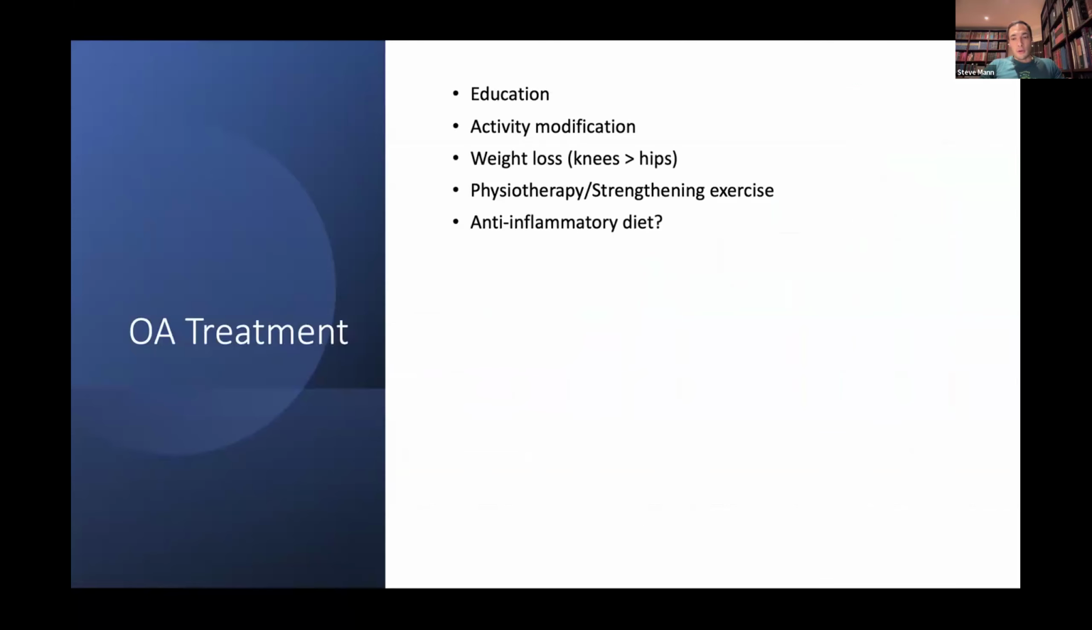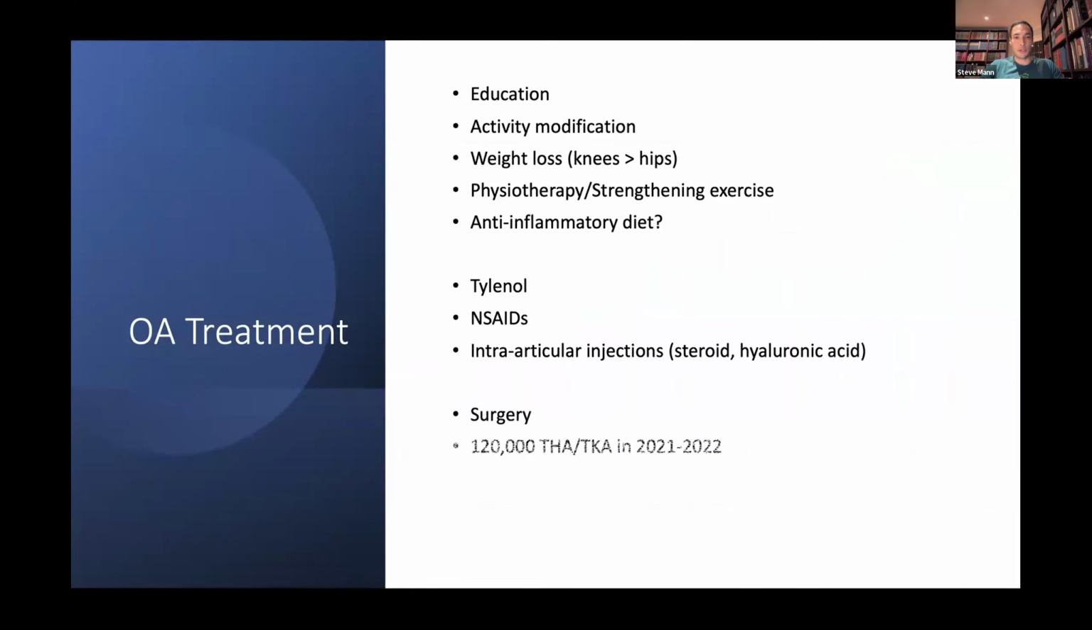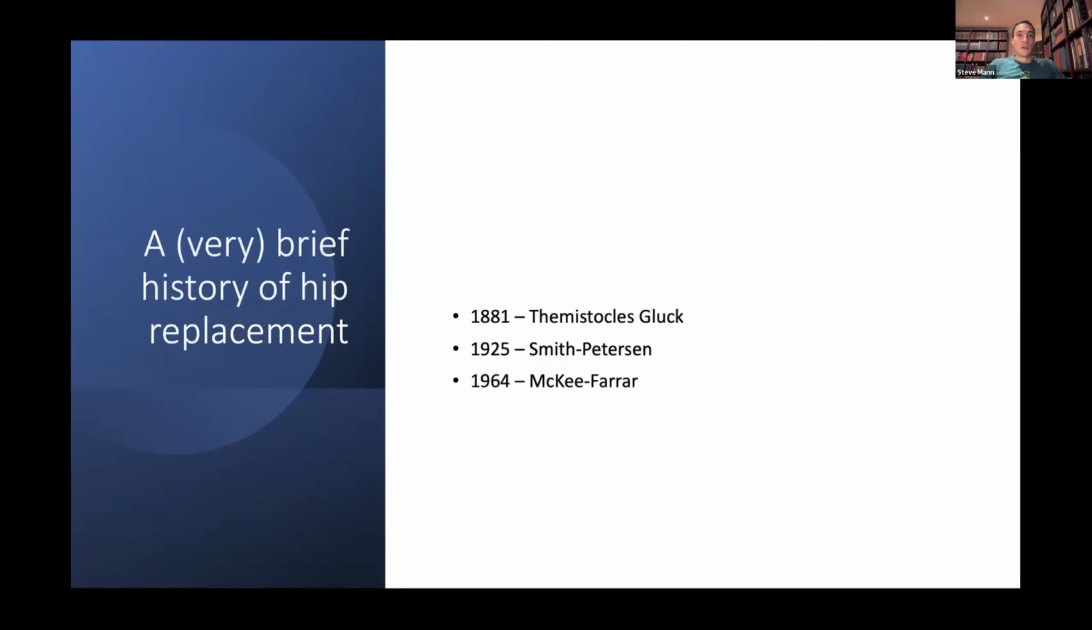We treat this obviously all kinds of ways, both pharmaceutical and non-pharmaceutical, but ultimately the end game for osteoarthritis is surgery. And again, about a relatively even split between hips and knees in Canada, over 100,000 per year, and it only goes up with time as the population gets larger, both individually and collectively, and older.